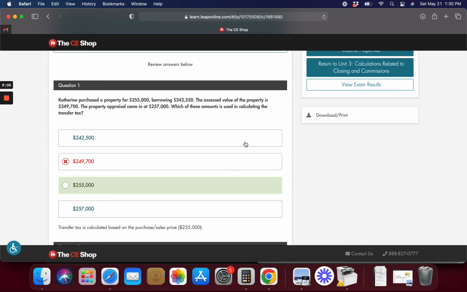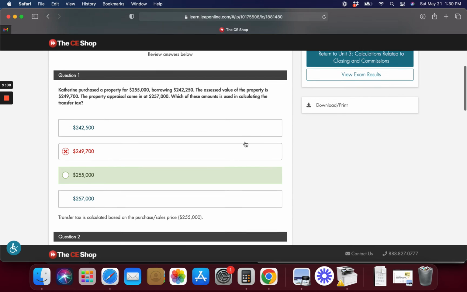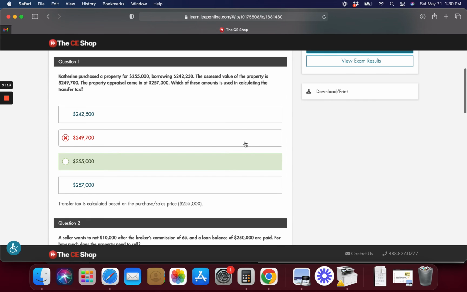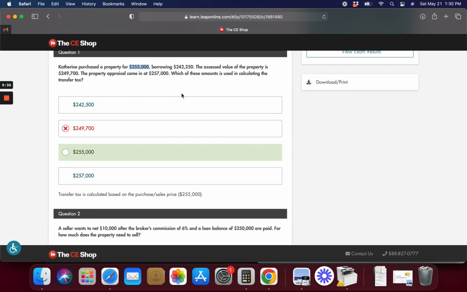Okay. Catherine purchased a property, borrowing $242. So the transfer tax is calculated on the purchase price divided by the sales price. Okay, so it would be $255 divided by $242, correct? $255. Which amount is used in calculating? Where am I coming up with $249? I must have tried to do the calculation. I think I was guessing on this, maybe. I don't remember what I was doing.